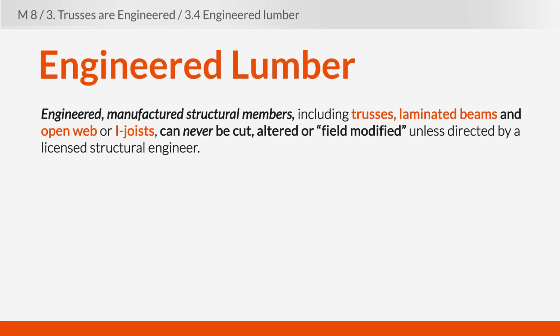Engineered manufactured structural members, including trusses, laminated beams, and either open web joists or I-joists, can never be cut, altered, or field modified unless directed by a licensed structural engineer. I cannot emphasize that point enough. Anytime you see any type of engineered structural member that looks like it's been changed in the field, whether it's been cut or pieces have been removed, further evaluation by a licensed structural engineer should always be recommended. Always.